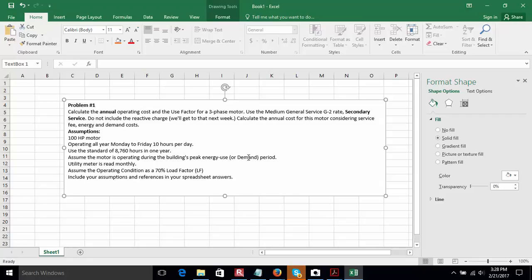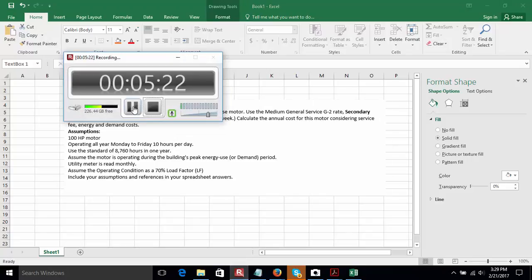It operates Monday through Friday, 10 hours a day. We're looking at 8,760 hours per year. We are going to use it during the demand period, so peak energy use. We're going to read the meter monthly, and we're going to assume that it's running at 70% load factor. So that's the problem as stated. Let me back out and take a look at some possible solutions.